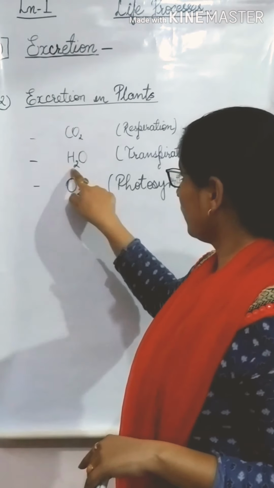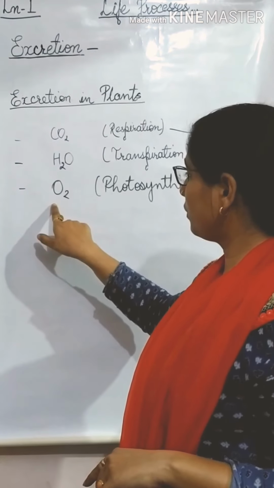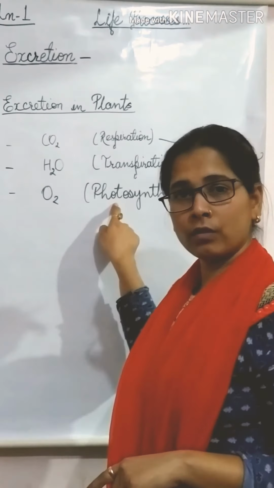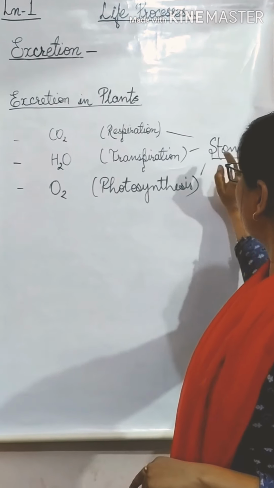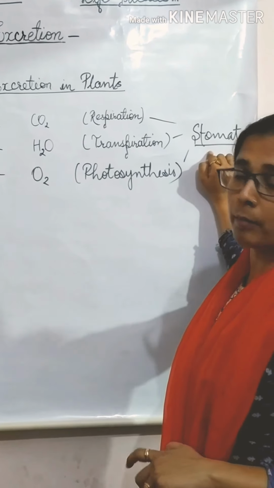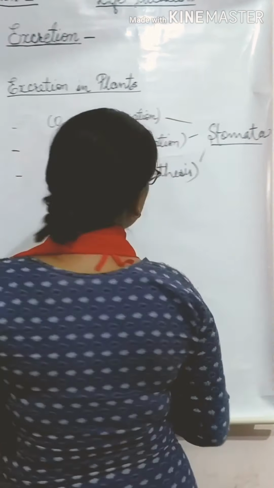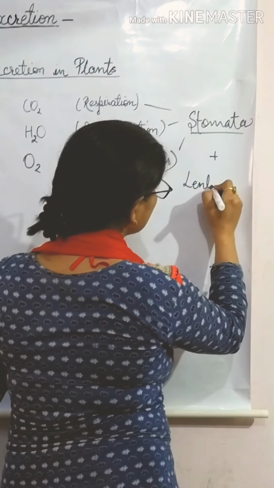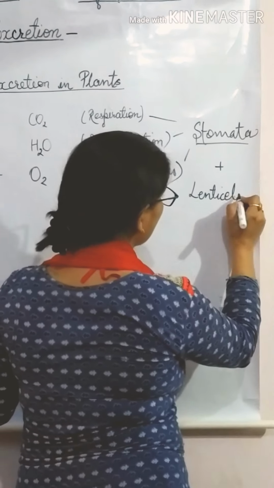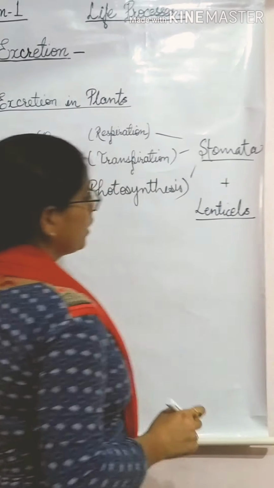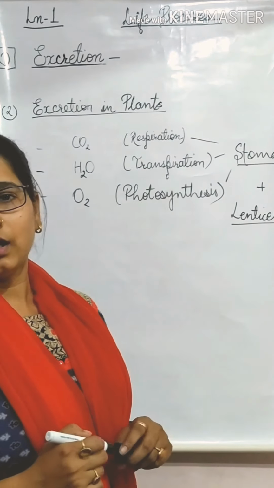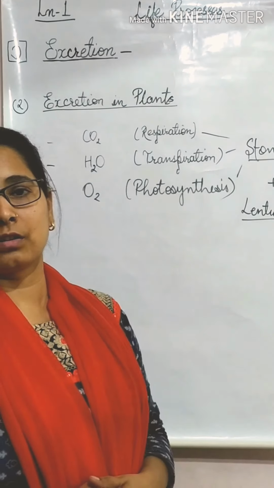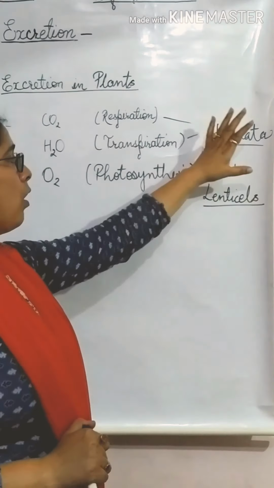When we talk about oxygen, oxygen is produced during the process of photosynthesis, and again they have the excretory organ, this is stomata. Children, along with the stomata, in the woody plants they have lenticels, the holes present in their stems. These lenticels also allow gaseous exchange, and they remove their excretory waste through these two organs.